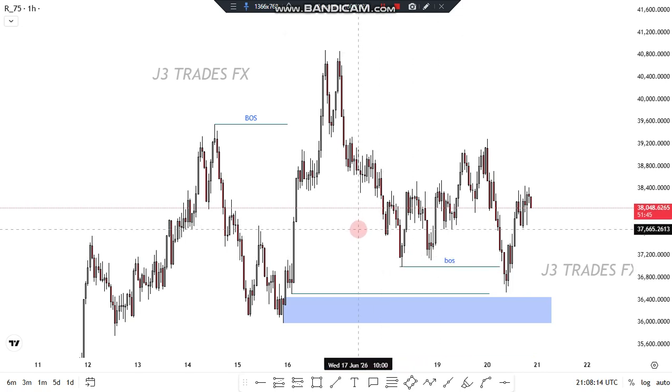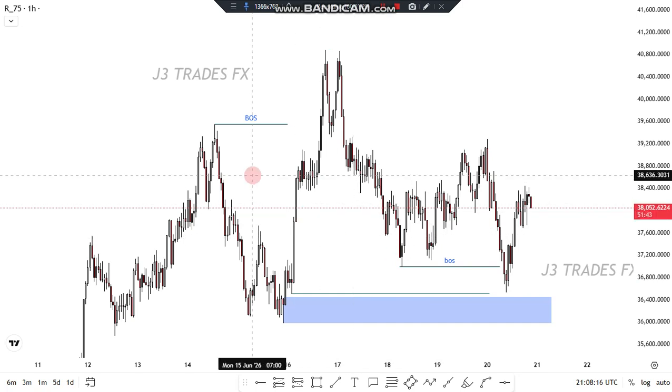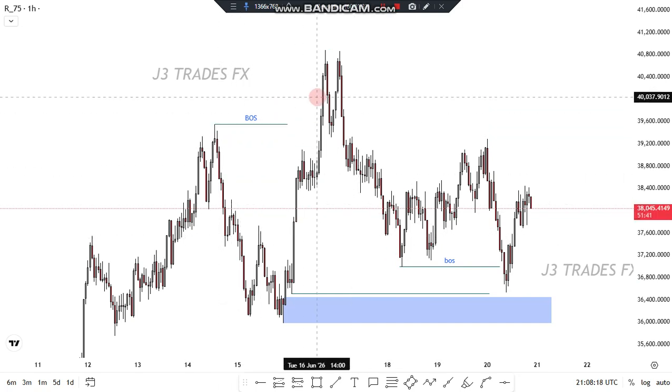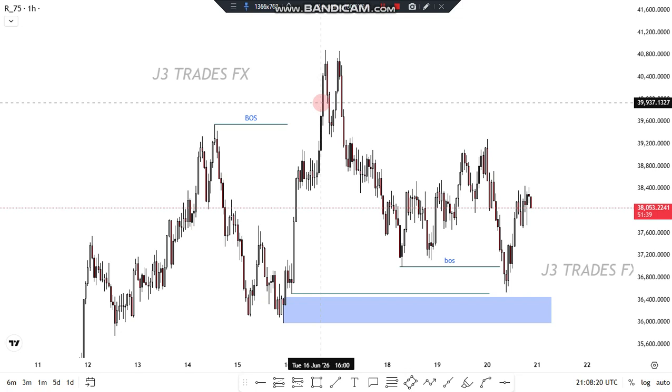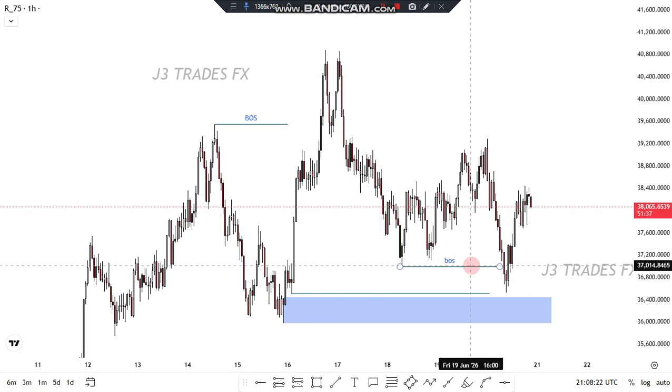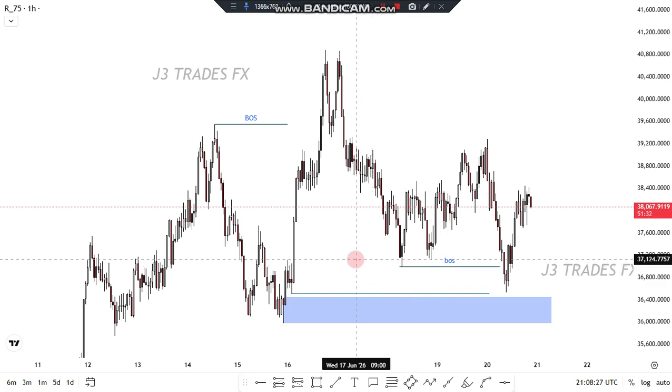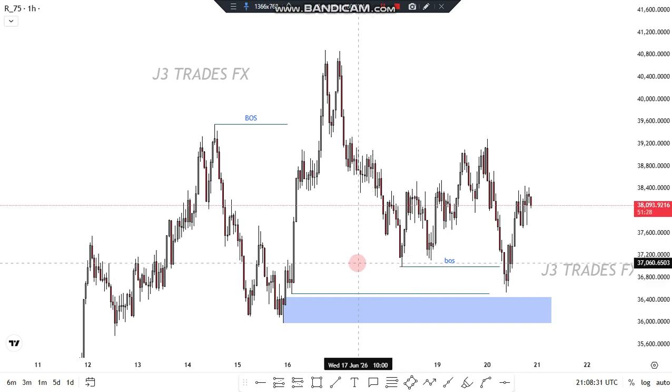So that means we have two types of BOS. We have break of market structure to the upside, that is bullish break of structure, and break of structure to the downside, that is bearish break of structure. This signifies a potential continuation in trend. So when you see the market break to the upside, it signifies a potential continuation in trend.